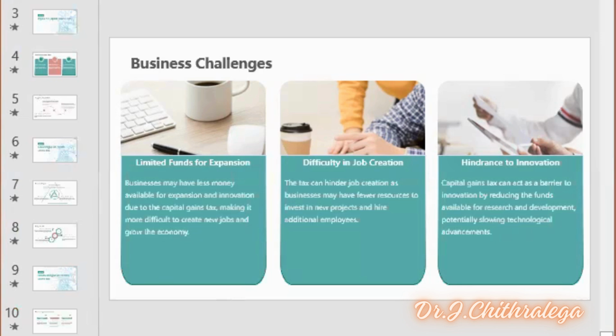And there are certain business challenges also, which I told you in the previous slide. Here you can see in this slide, limited funds for expansion. So less money will be available with business people, even if they think of expanding their business or bringing in new technologies. That will be very difficult for them. And when they are not able to bring in new technologies, innovations and new businesses, it will be very difficult for the economy to create new jobs. And this will also hinder innovation. So it will have an implication on the economy as a whole.